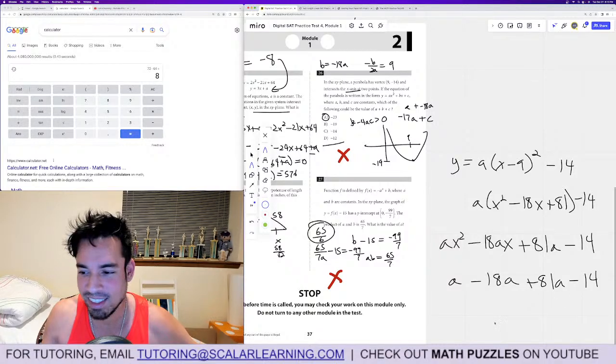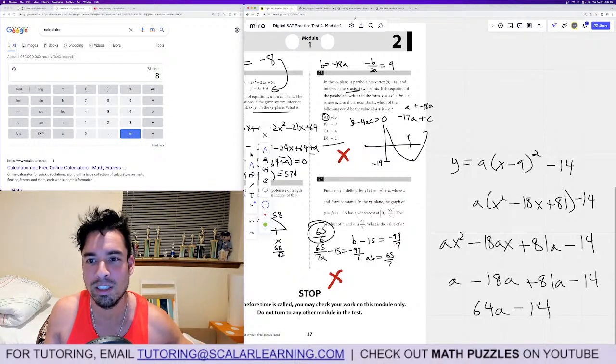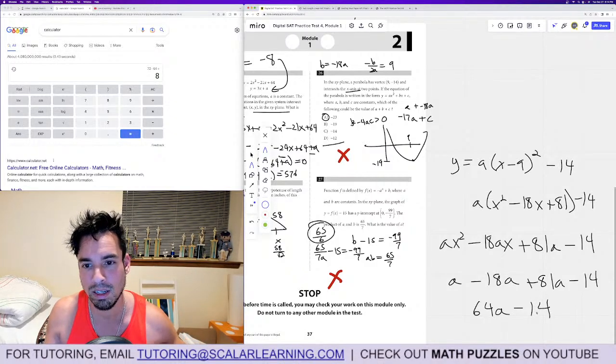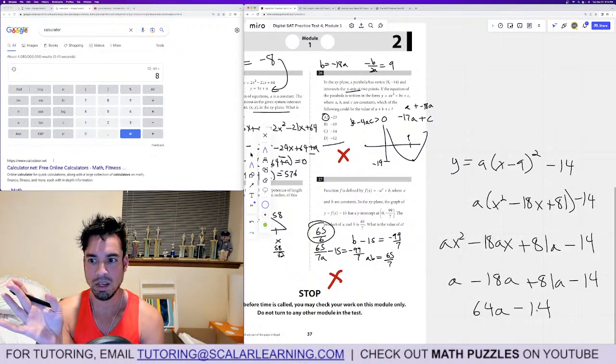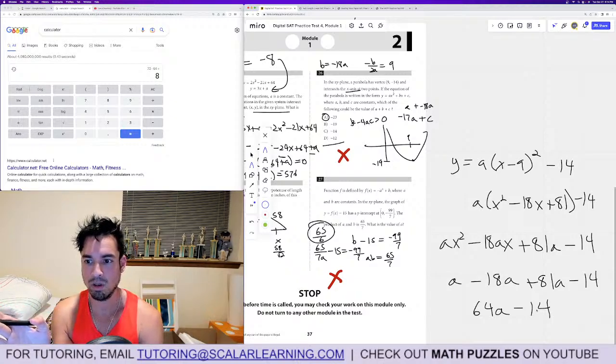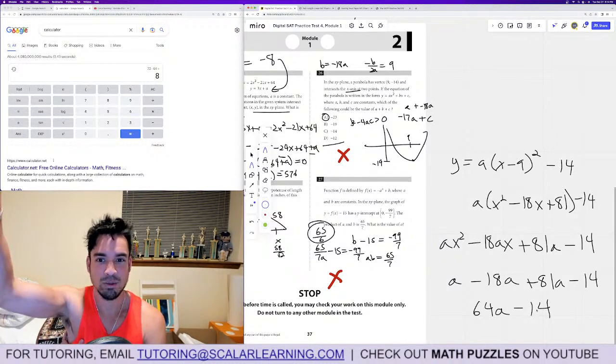So -17. So that's 64a minus 14. Oh, what am I doing? Yeah. So it's 64a minus 14. Did I get that right? 81a plus 81. And then, oh, got it. That's why.